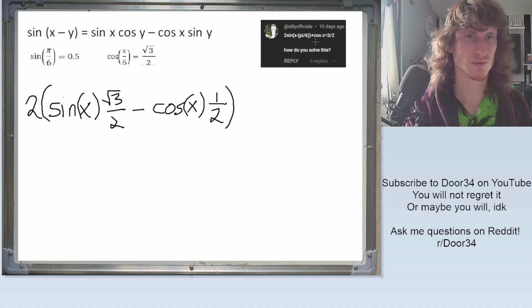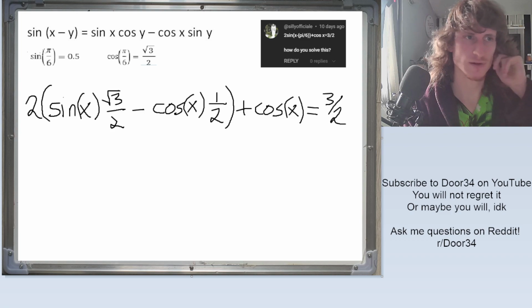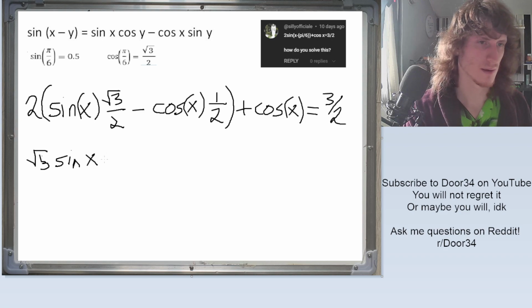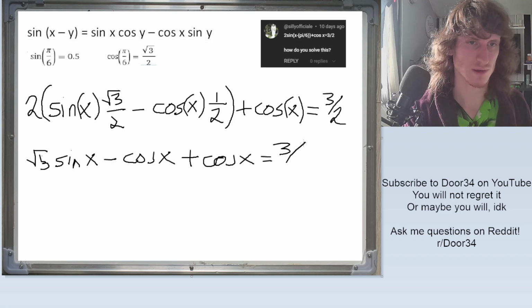And then what we were doing, we add cosine of x to this whole thing, and this should be equal to 3 over 2. So all I've done here is I've just used my identity and plugged it in. So let's expand this thing out. Let's write it as root 3 times the sine of x, minus cosine of x, plus this cosine of x, is equal to 3 over 2.